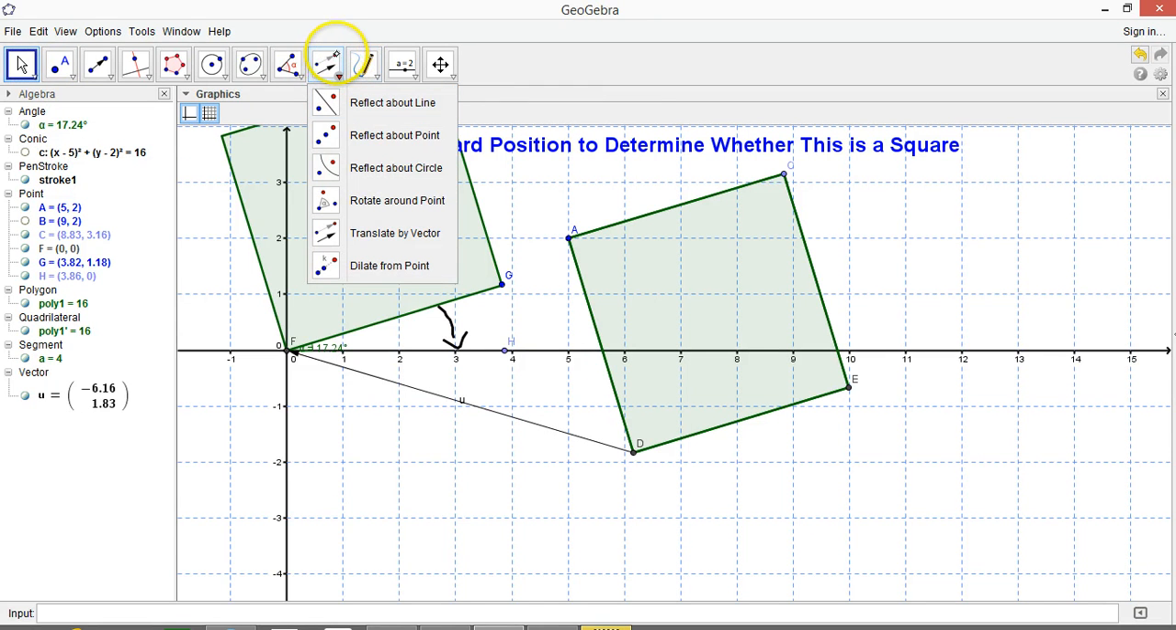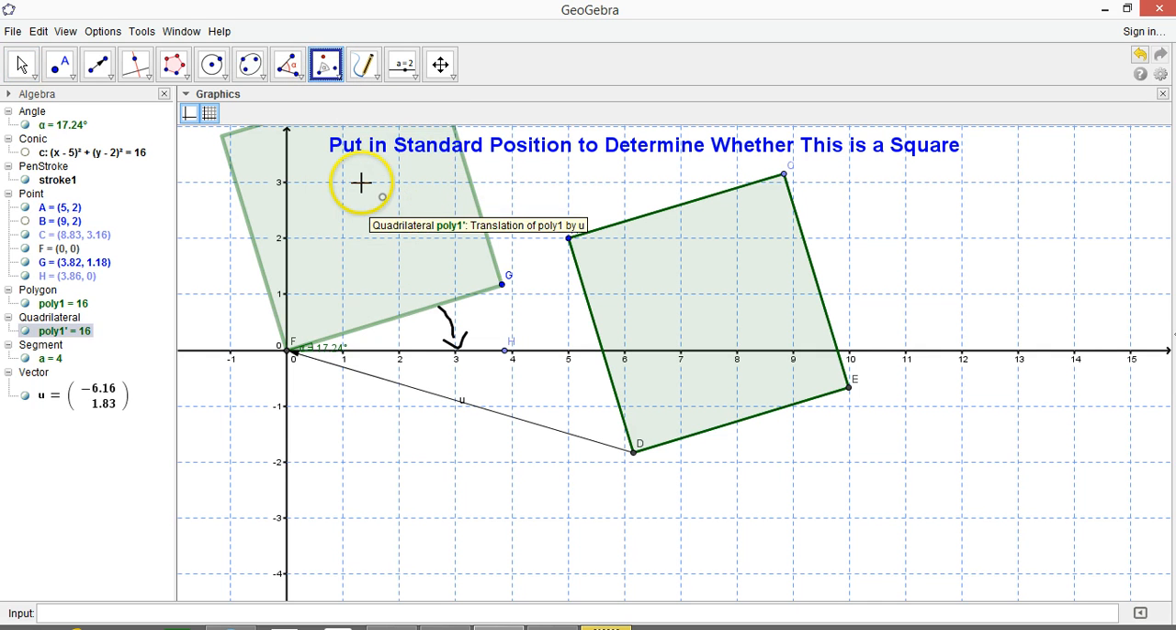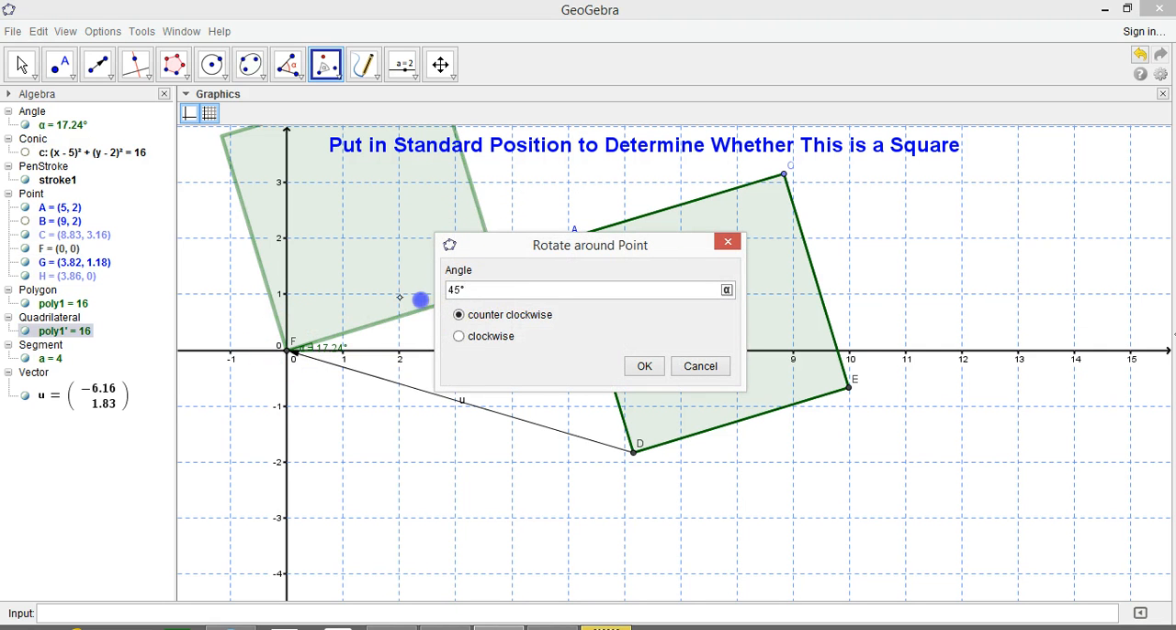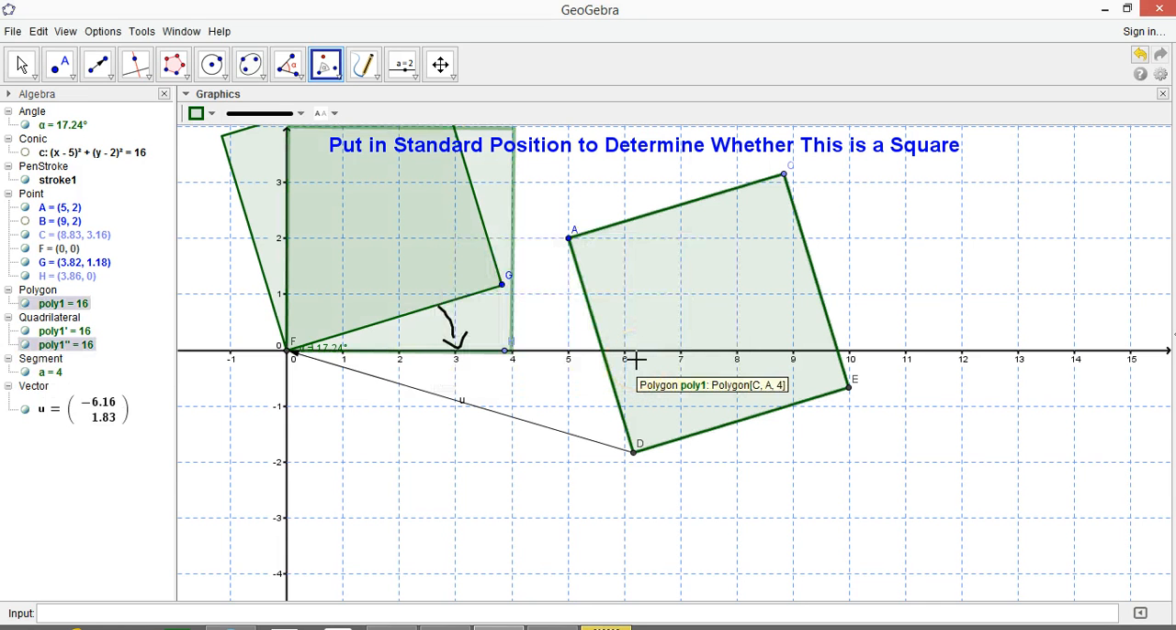So now I know that I can rotate. I'm going to go back to my transformation toolbox, grab my rotate tool. I'm going to rotate this square around the origin. That's my center of rotation by that angle, which happens to be 17.24 degrees. And which way do we want to rotate? It's got to come down, which is a clockwise direction. So I'm going to click OK. So there's my square now that's congruent to this square.